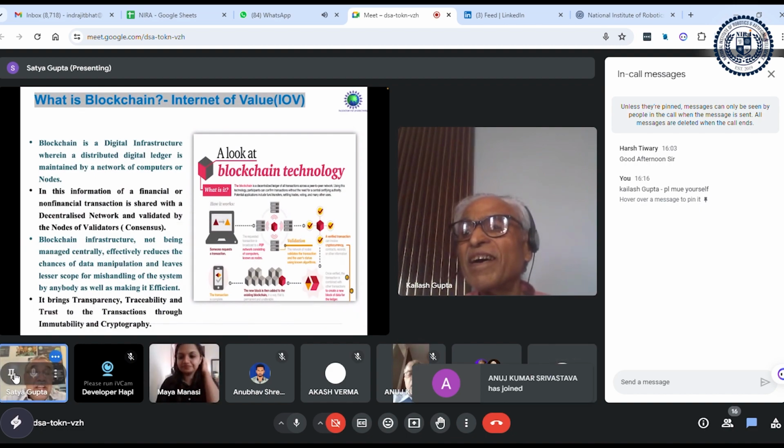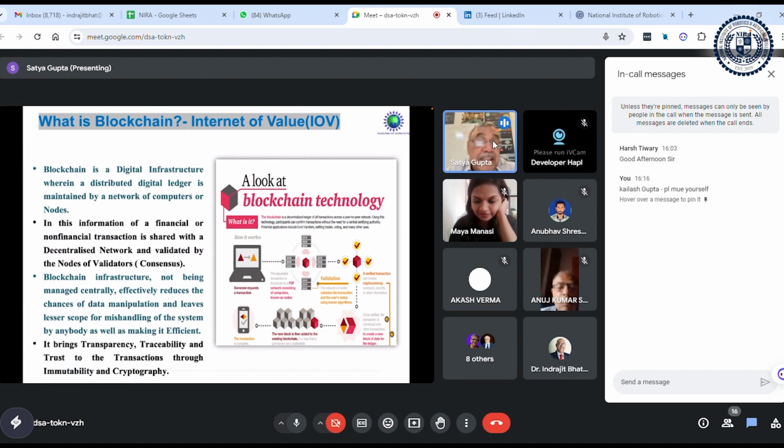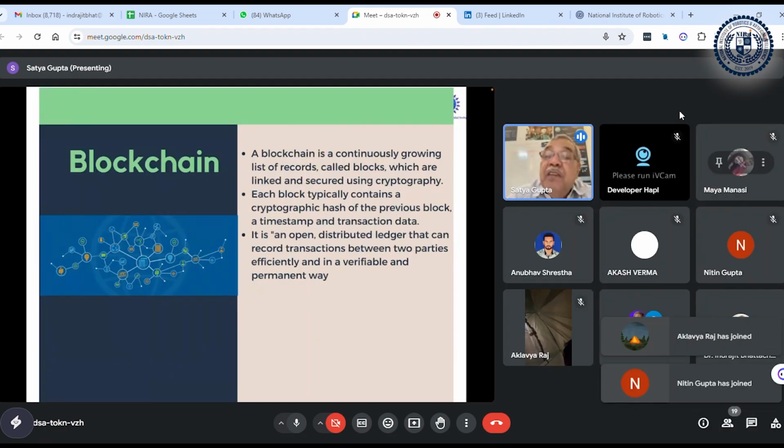So it brings, and that is the main thing about the blockchain, transparency, traceability, and trust to the transactions. And how it is done, you will see, through immutability and cryptography. Cryptography is the main thing. I'll be coming to this diagram soon, a look at blockchain technology, but you have to know a little more about the definition, and you will see the hash of the previous block.